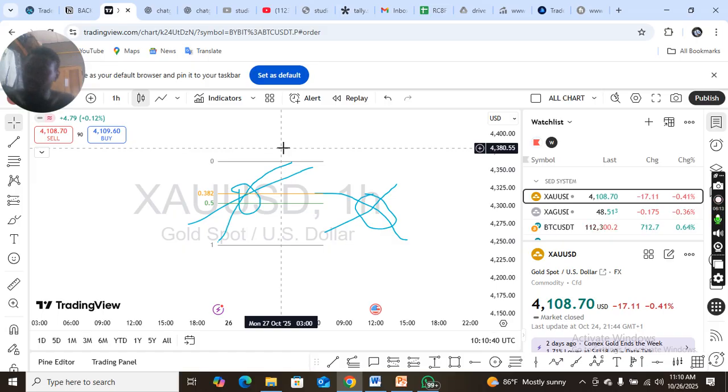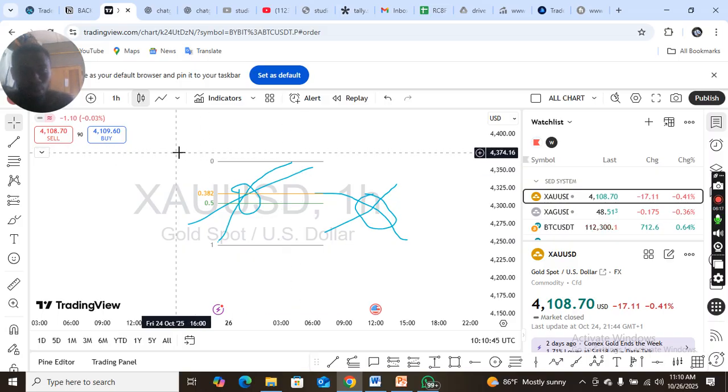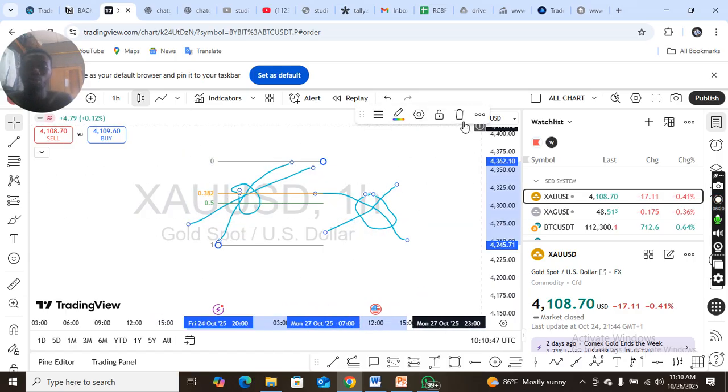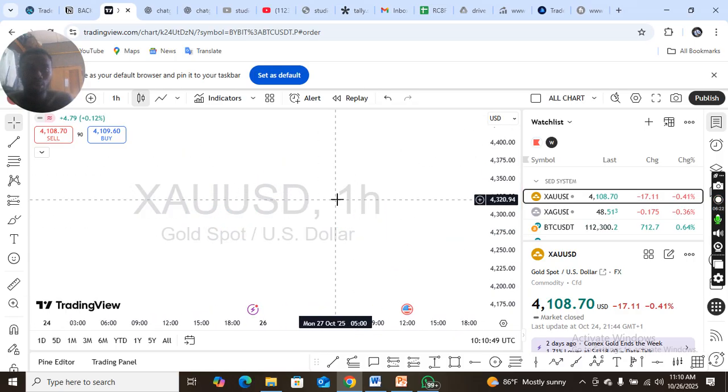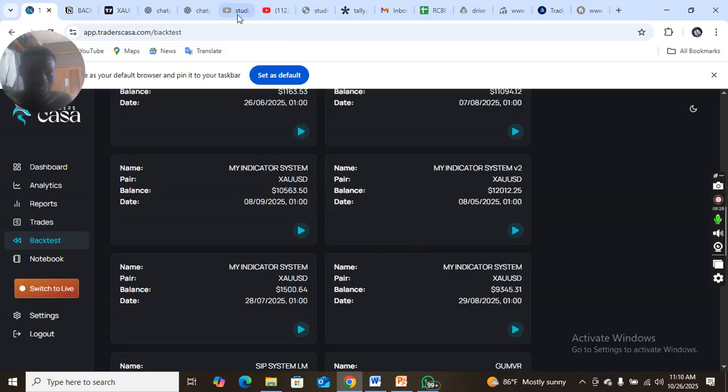So he just leaves it, and price goes to either TP, or price reverses back and stops you out at the stop loss. So no optimization or thereabouts in this particular strategy. So that's just it. It's very simple.